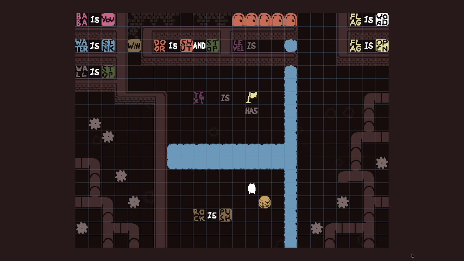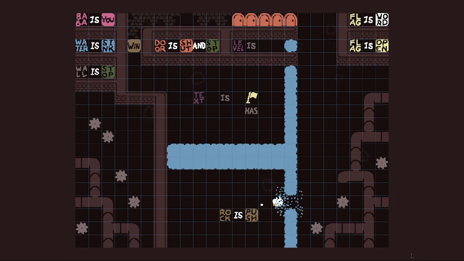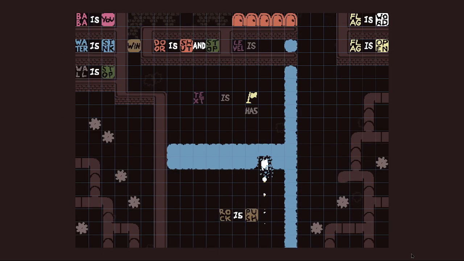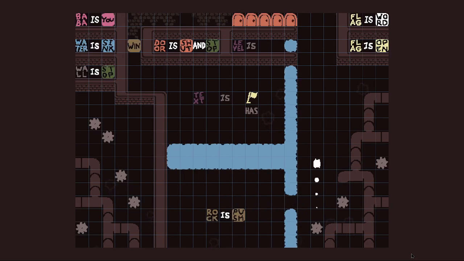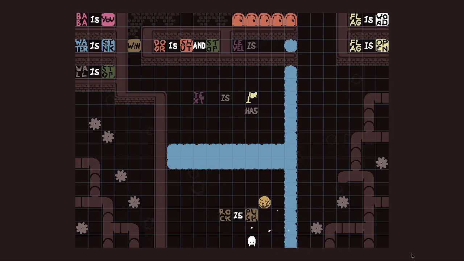And level is. I can do something with that, but how do I get across? Because I feel like I'm gonna regret it. Right, because rock is push, so I can do that. I can only leave the starting position by going to the right. And door shut and stop. Flag text is and then has. And because text isn't float, just to demonstrate something.